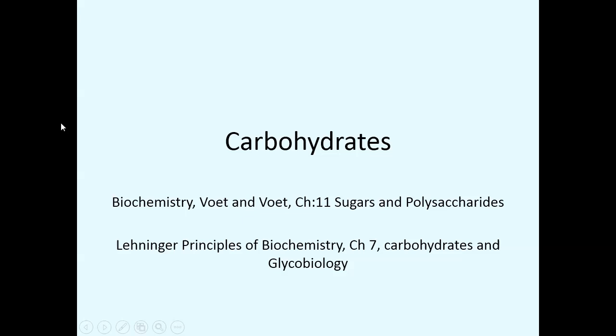Oligosaccharides consist of a few covalently linked monosaccharide units, whereas polysaccharides consist of many covalently linked monosaccharide units. Here you can see several common types of carbohydrates.